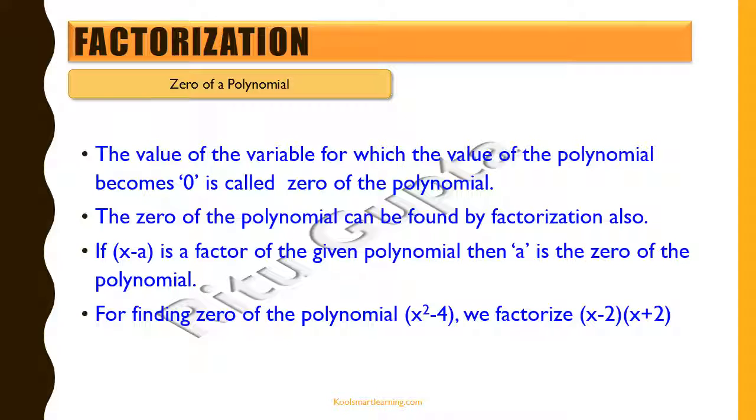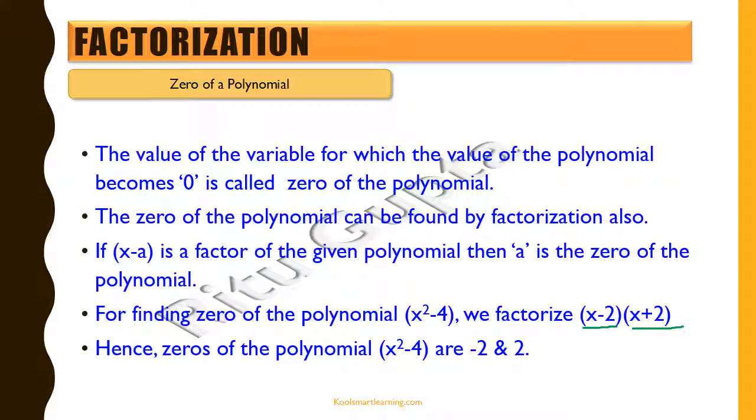Now if we need to find the zero of the polynomial, we know that either of the factors of the polynomial, which are x minus 2 and x plus 2, needs to be 0. So that means x will either be equal to 2 or equal to minus 2, and these two values of x will result in this polynomial becoming 0. So that is why these two values of x are called zeros of the polynomial, and they can be found using the factorization method.